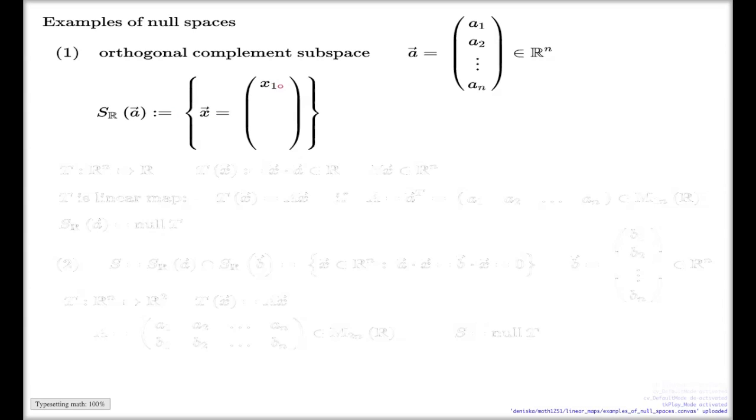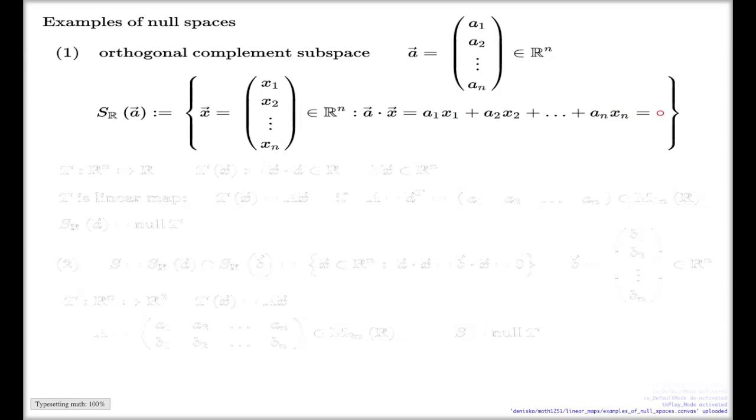It was all of the vectors x, again, n component vectors from Rn, such that the dot product between a and x is 0, and here's the expansion for the dot product. This is the expanded version of the definition of the orthogonal complement subspace we studied quite extensively a few weeks ago. Now, we proved that this is a subspace directly with the subspace theorem.